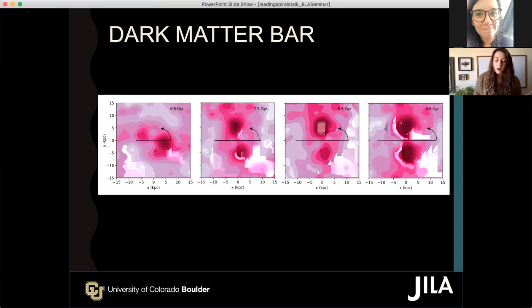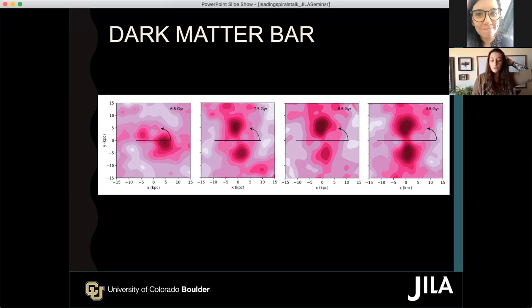The dark matter bar is created by the counter rotation of our dark matter halo. So the stellar bar here is indicated by the black line. Its rotation is counterclockwise, as indicated by the arrow. So the dark matter bar is rotating clockwise. The obvious perpendicular structure here is torquing the stellar bar heavily and slowing it down rapidly.